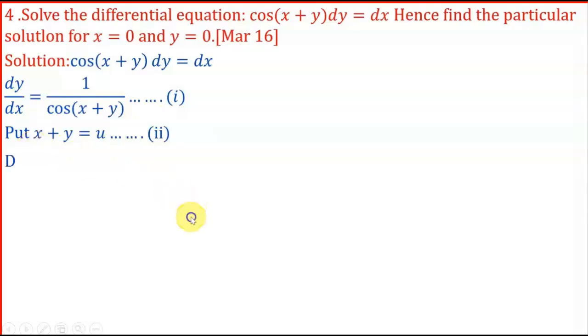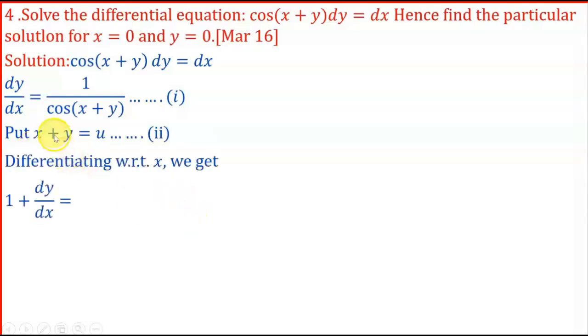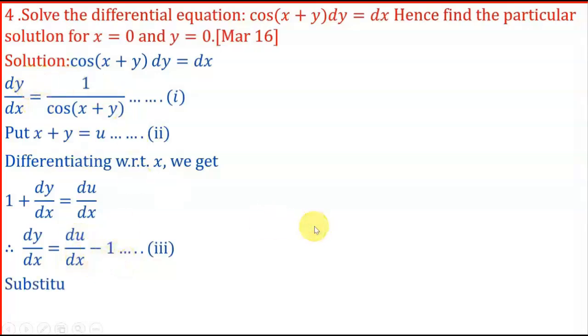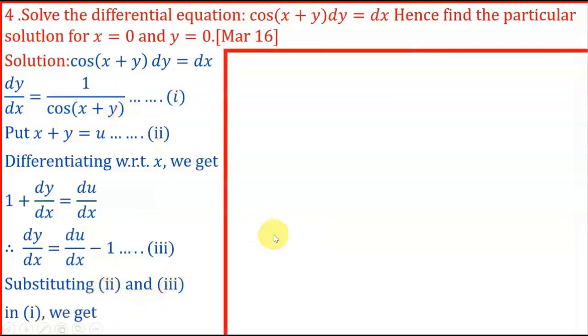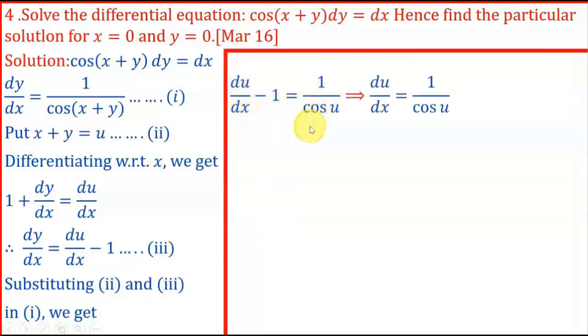Put x + y = u. Differentiate this: the derivative of x is 1, so 1 + dy/dx = du/dx. Therefore, dy/dx = du/dx - 1. Substitute the value of this in equation number 1. Substituting the values of 2 and 3 in 1, you will get du/dx - 1 = 1/cos u.